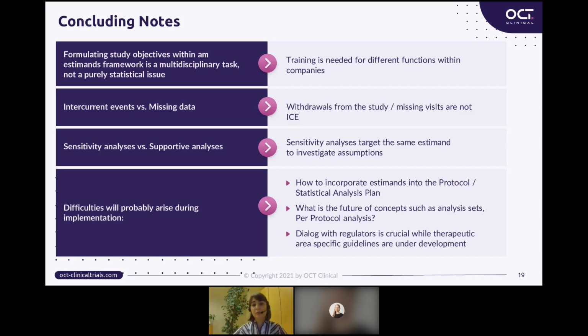Some questions, both technical and conceptual, will probably arise. For example, the guideline doesn't specify where estimands should be described within the study protocol, so the companies will need to decide on how to adjust their templates. It is not yet completely clear how traditional analysis populations, for example, per protocol population in non-inferiority studies, would be compatible with the new Estimand framework.